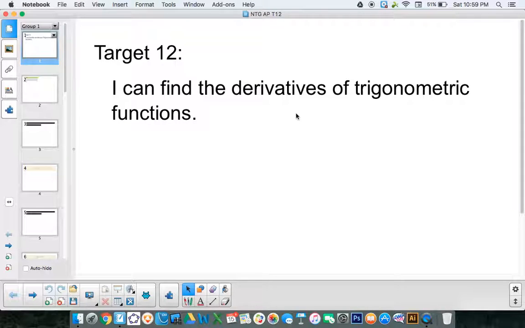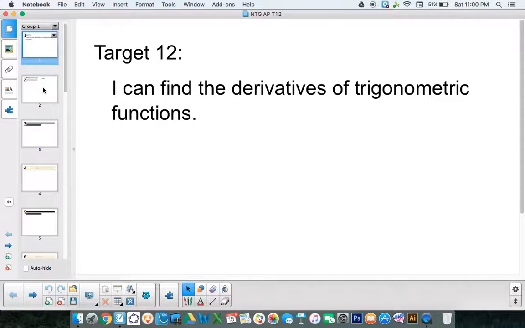Alright, so welcome to a second video this week, and we're going to start target 12. I can find the derivatives of trigonometric functions. And the whole purpose of this is I want to show you the proof of how to do it. We're not really necessarily going to have this be a large part of what we have to do, but I want you to see the work behind it. And so that's why I'm doing this in proof method.